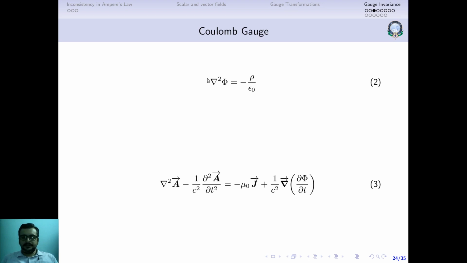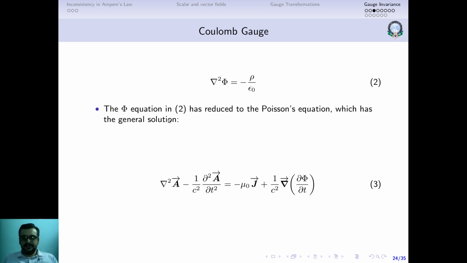Equation number 2 is just Poisson's equation, and we already know its solution. The general solution is 1 by 4 pi epsilon naught, the integral of rho by the magnitude of r minus r prime, integrated over the volume tau prime. So this is the instantaneous Coulomb electrostatic potential, and this is the reason why it is called the Coulomb gauge.